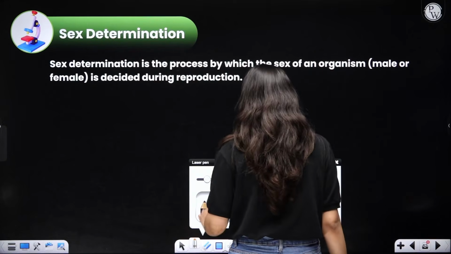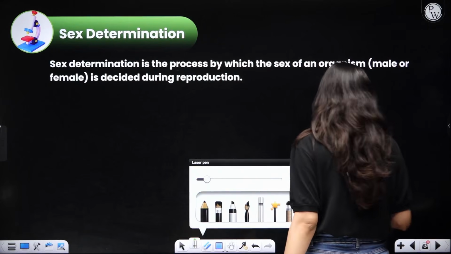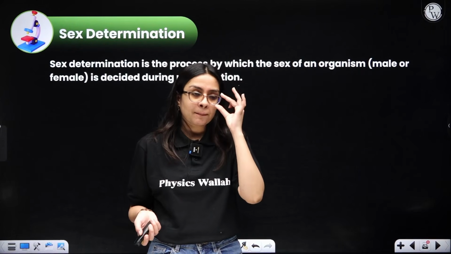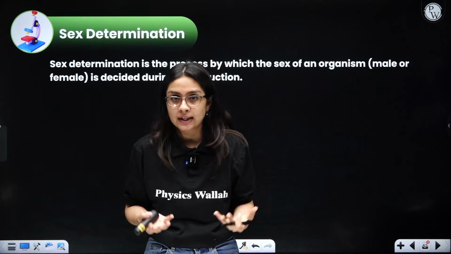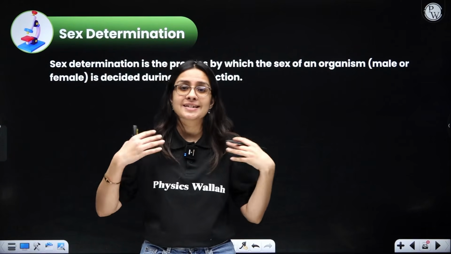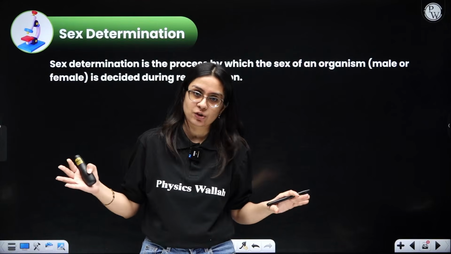Next, coming to the topic sex determination. Last topic and very easy, beta. What do you understand by sex determination? It simply means to know whether the child, the offspring or the progeny will be a male or a female. What will be the sex of the child? It is called sex determination.